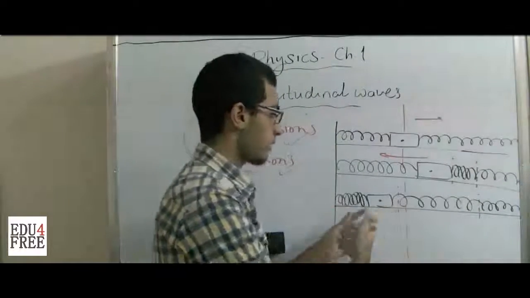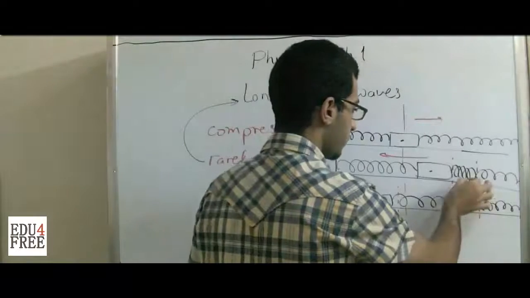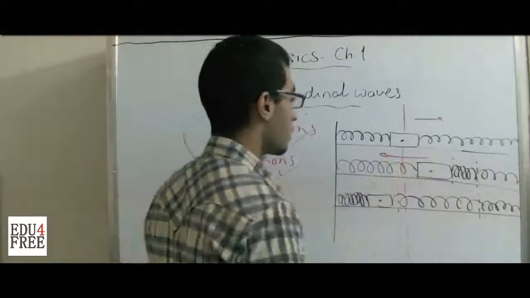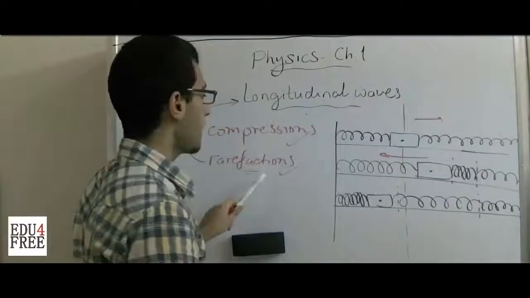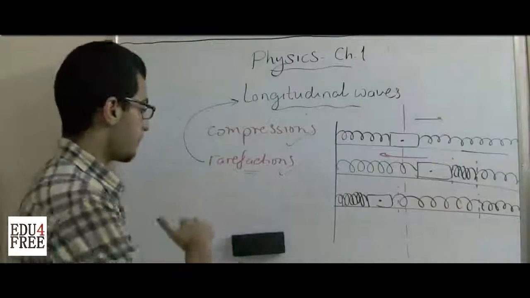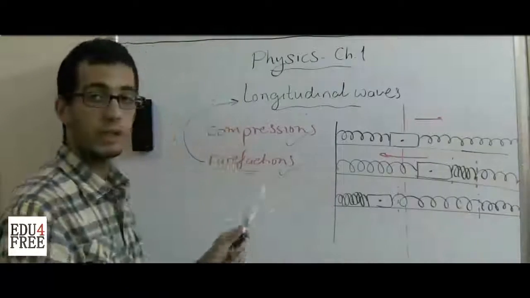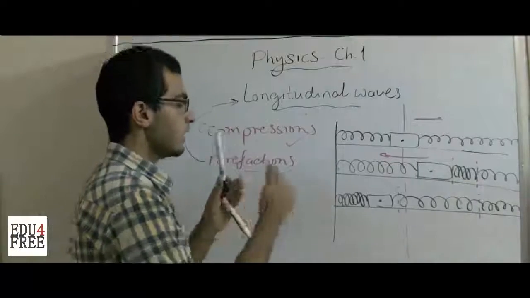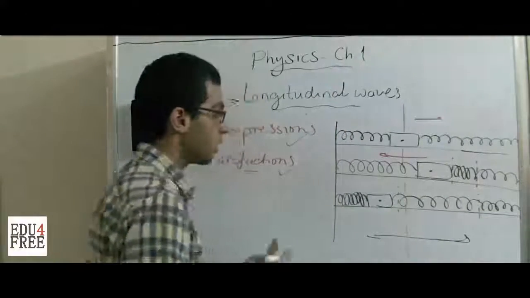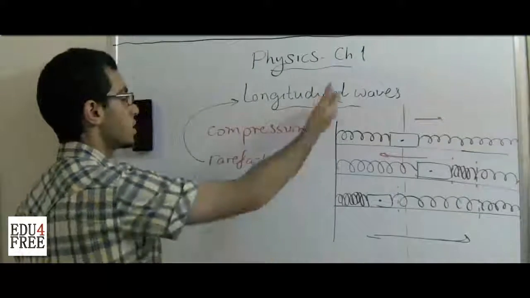If this action is repeated twice or thrice, we will notice that some parts of the spring will be very compressed, and other parts will be very relaxed. So this is called a longitudinal wave because it contains compressions and rarefactions. These compressions and rarefactions are formed because the wave spreads along the direction of movement. It spreads horizontally, right and left, in a longitudinal way, and that's why it's called a longitudinal wave.